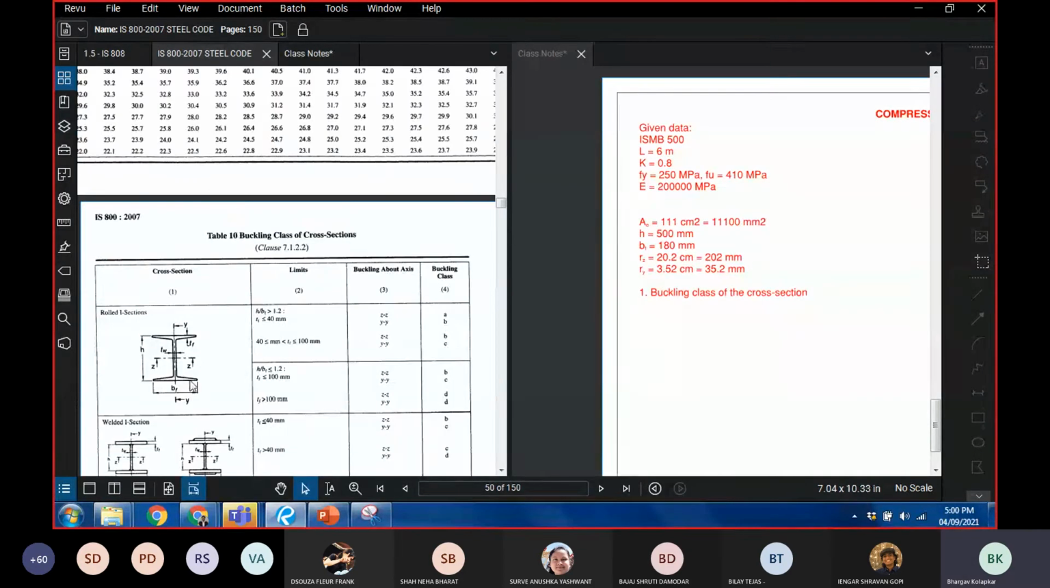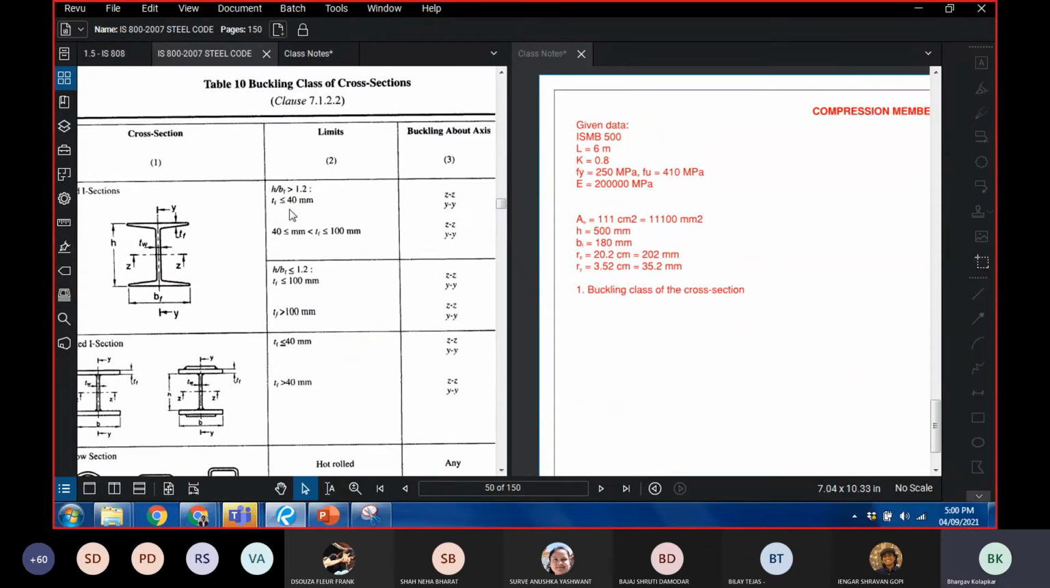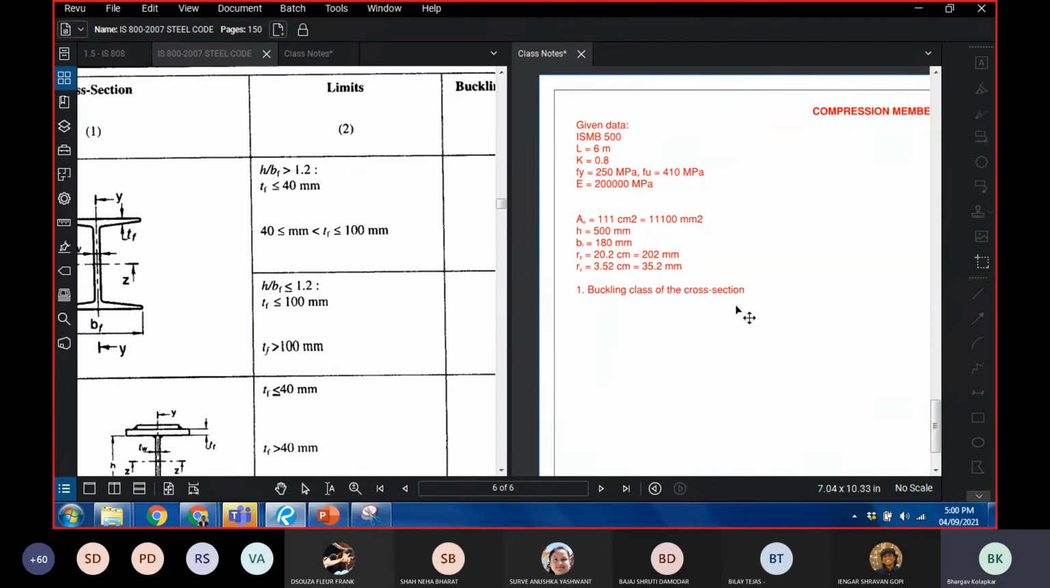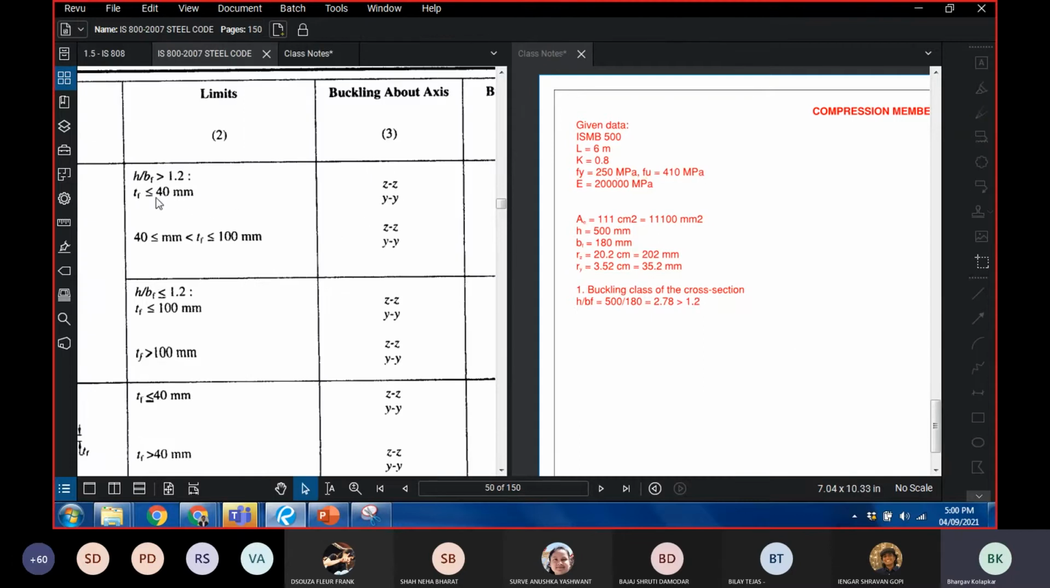So what do we need? First, we need to determine what is H upon BF. Here, H upon BF is equal to 500 divided by 180, which is equal to 2.78. Now we have to compare 2.78 with 1.2. So 2.78 is greater than 1.2. Therefore, we look at the first row. This row is not valid.